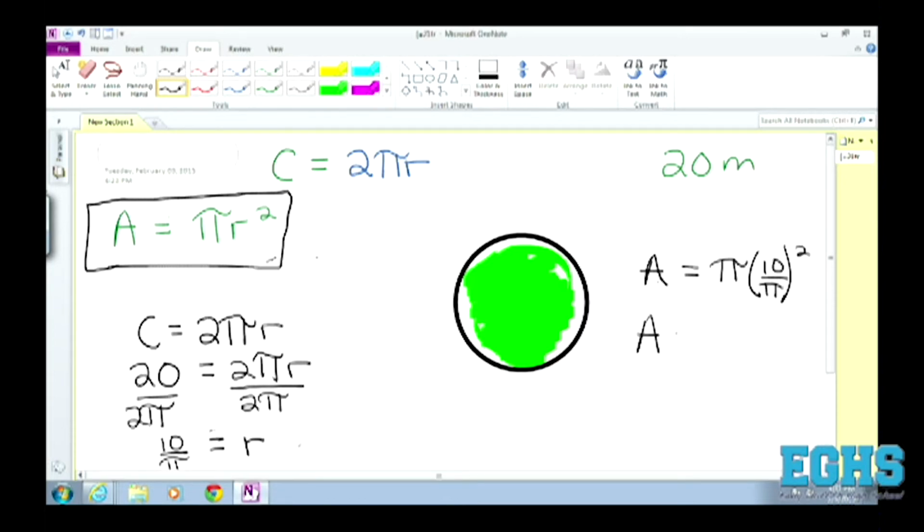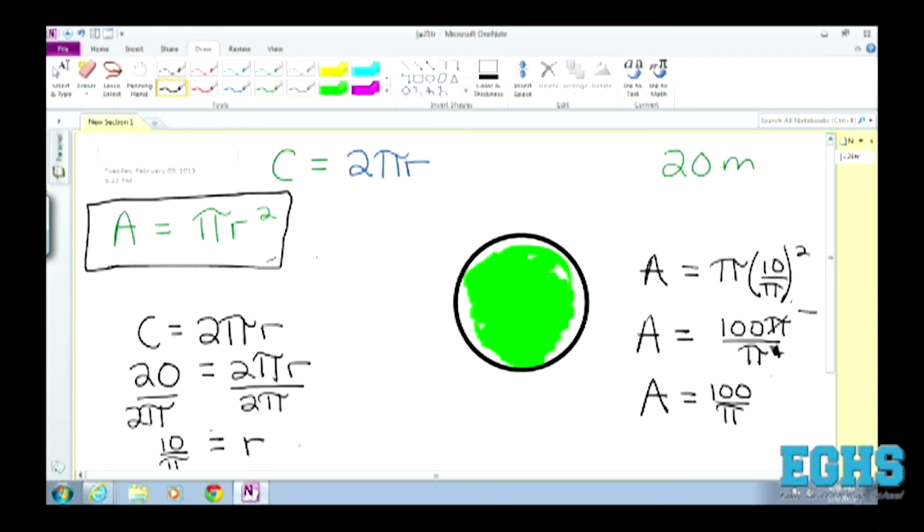Simplifying that, I end up with 100 pi in the numerator and pi squared in the denominator. All I did from step 1 to step 2 is square the fraction, 10 over pi, and then multiply it with the other pi. In the last step, I can simplify one of my pi's from the numerator and denominator, so I end up with 100 divided by pi. They said that the circumference was 20 meters.